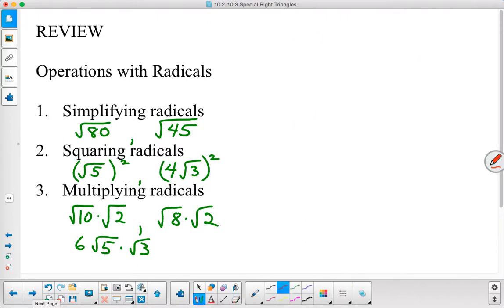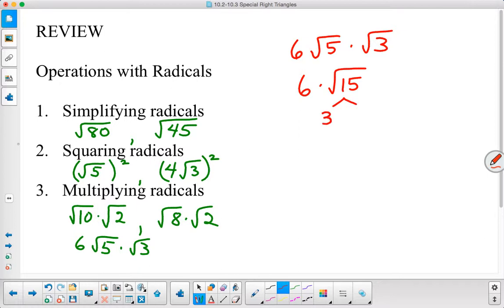Right, and the last example I have on this screen, 6 times the square root of 5 multiplied by the square root of 3. I don't have anything I can multiply the 6 with, but the two square roots can multiply to be the square root of 15. Not a perfect square.